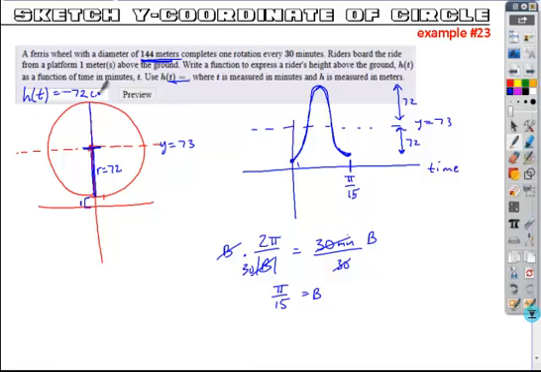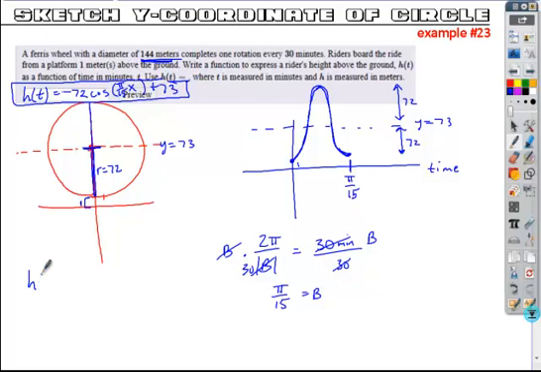So it's negative 72 cosine of, there's no shifting inside, so it's just going to be my b value, pi over 15 times x. And then what is my vertical shift? My midline, which is plus 73. Okay, and so that would be my final answer for that problem.